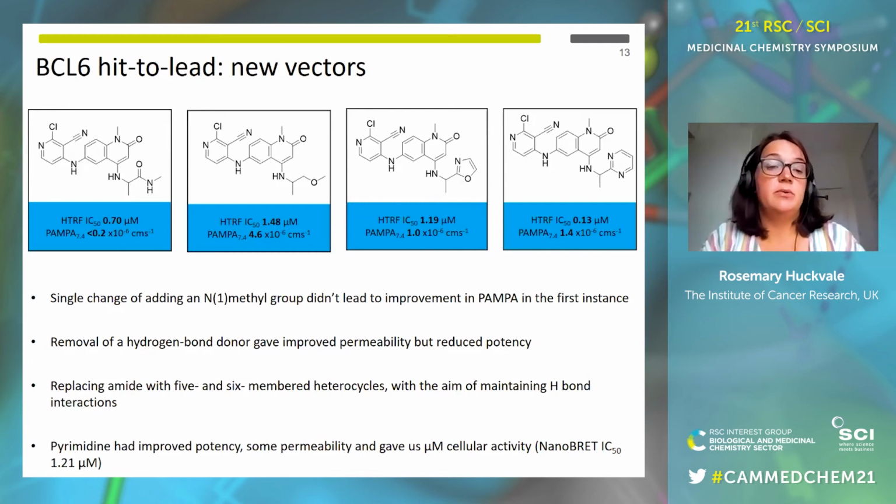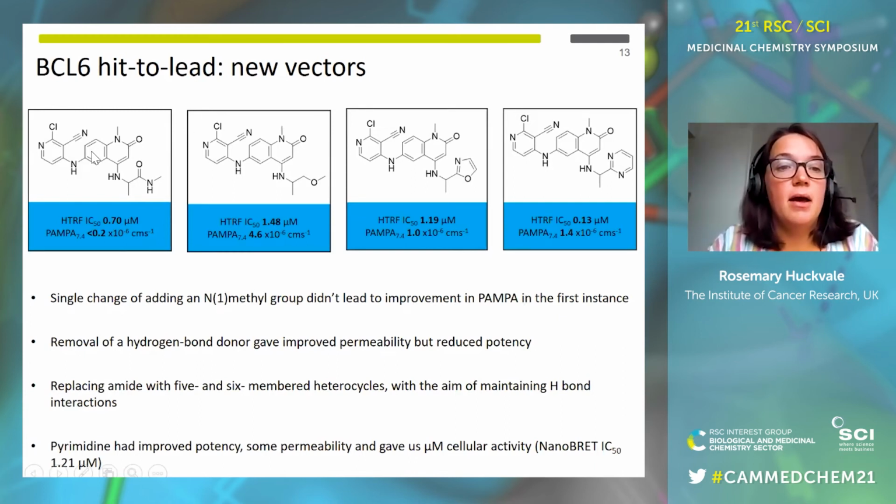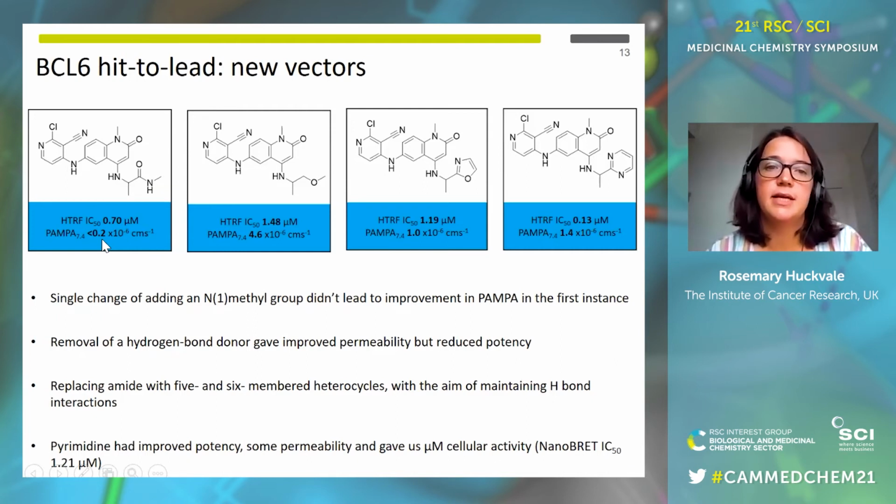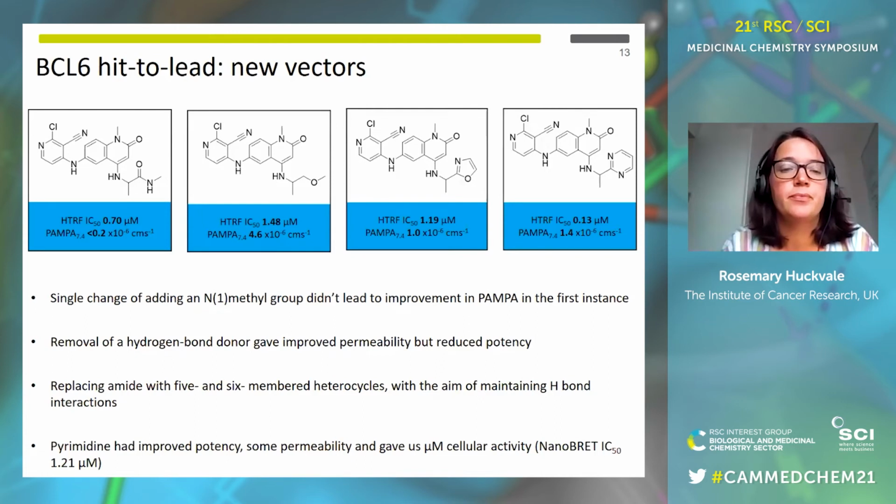So the first thing we did was make the single change of adding a methyl group into the N1 position on the quinolinone. This, however, didn't lead to an improvement in our permeability in the first instance, but we kept it there throughout the rest of the project to reduce liability later on. We removed a hydrogen bond donor which gave us improved permeability, but we lost the potency.